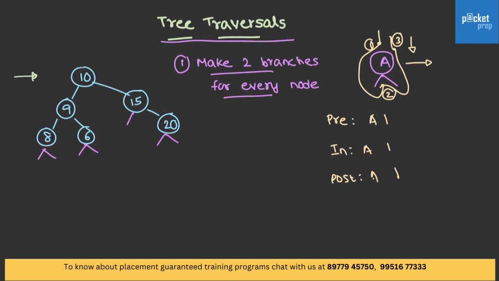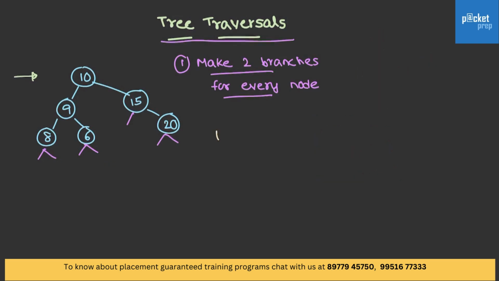Let's try to apply the same approach to this tree and let's solve it for these three traversals. Let me write pre-order traversal. If you remember, pre-order traversal has to be written when I visit the node for the first time. So I have to visit it top down and I have to visit it left to right.